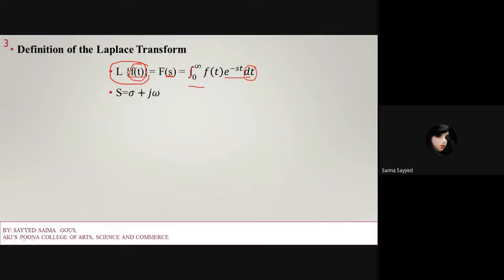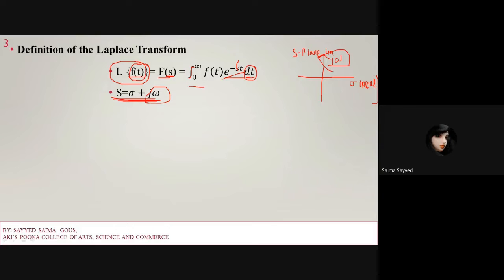When we take the Laplace of the time domain, it is converted into the S domain. What is this S? S is a complex variable in the S plane. S is sigma plus j omega. This is my sigma, which is called the real axis, and this is the imaginary axis, denoted by j omega. So the x-axis is sigma and the y-axis is j omega. This is the S plane.